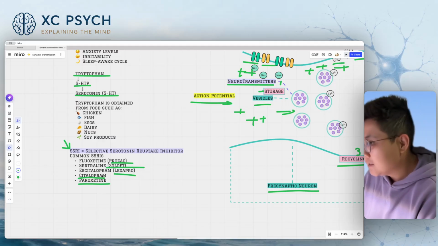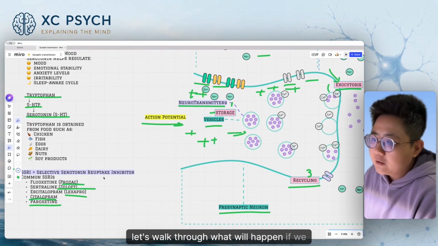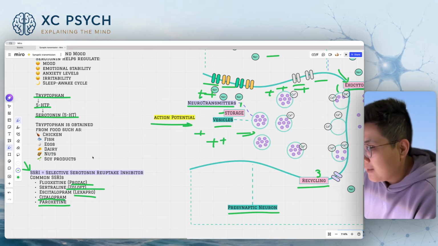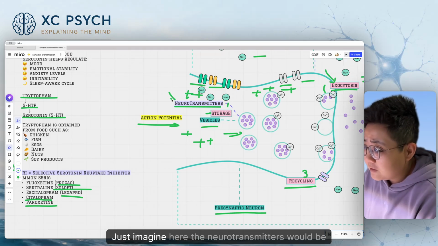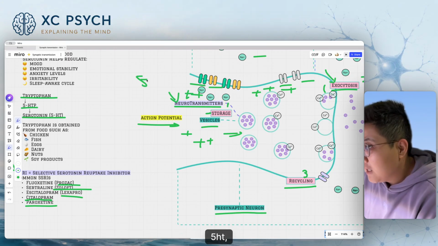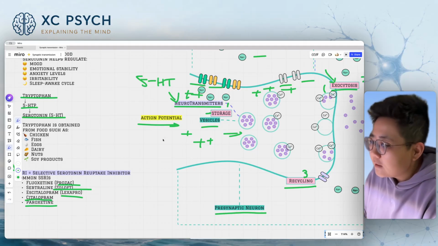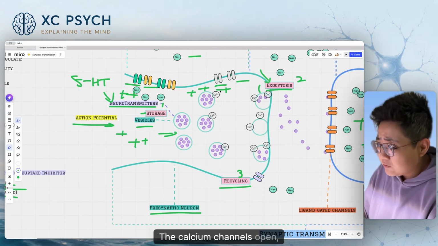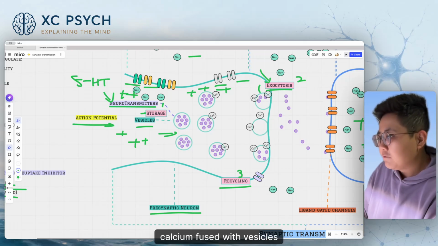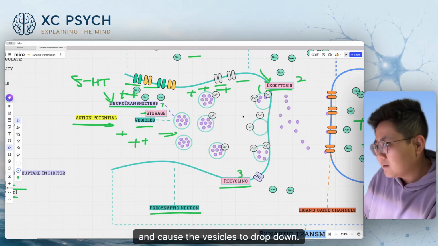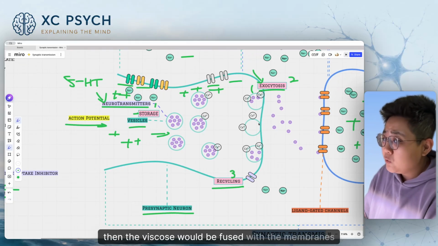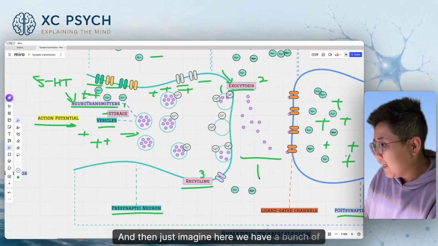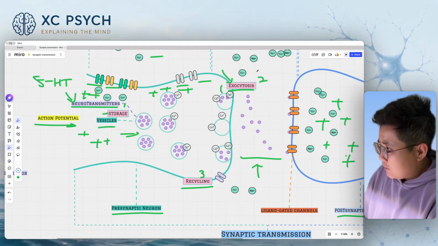Now, with that in mind, let's walk through what will happen if a person with depression takes SSRI. So first, just imagine here the neurotransmitters would be 5-HT, right? All of the processes will be the same. Action potential fires, the calcium channels open, calcium fuses with vesicles and causes the vesicles to drop down, and then the vesicles would be fused with the membranes of the presynaptic neuron. And then just imagine here we have a bunch of serotonin floating.